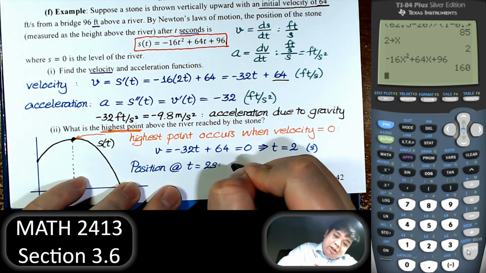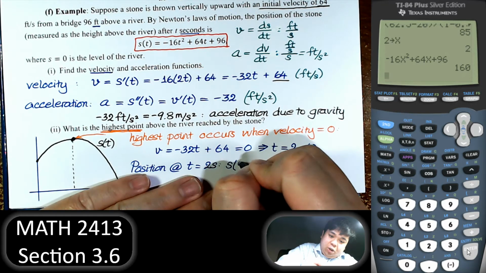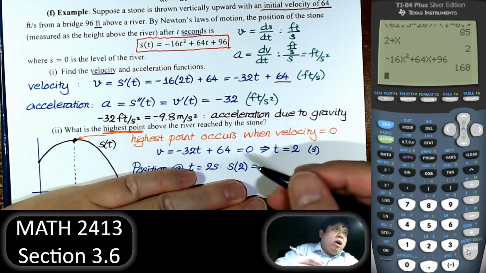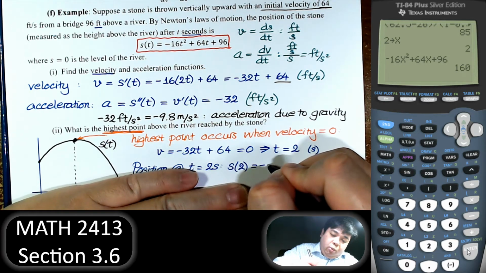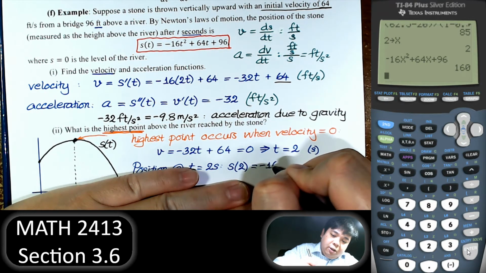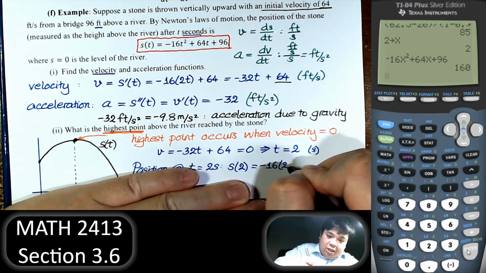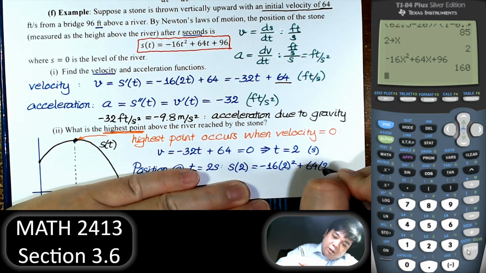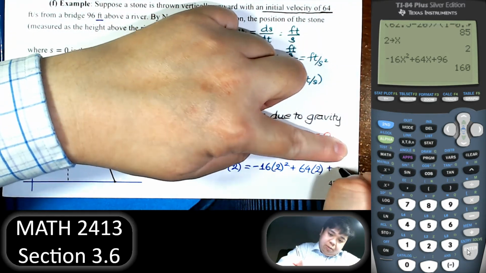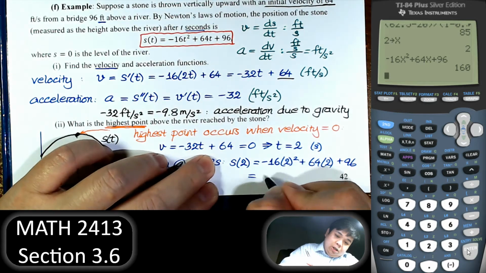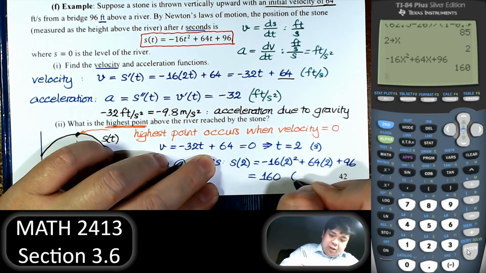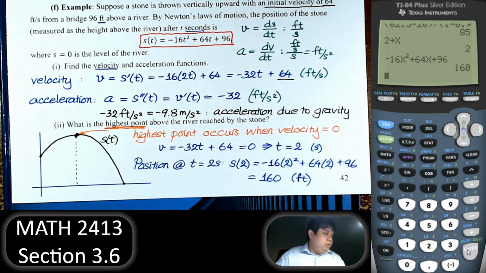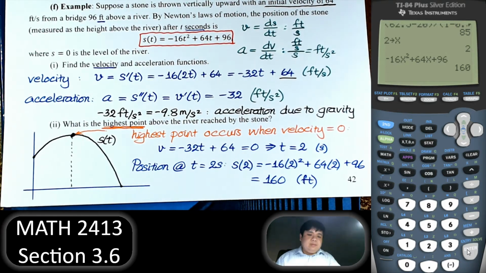So position at 2 seconds, we can just write equal to 160, but we're just going to put 2 on it first. So it is 160 feet above the river. Right.